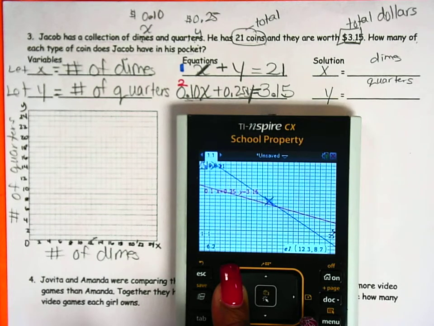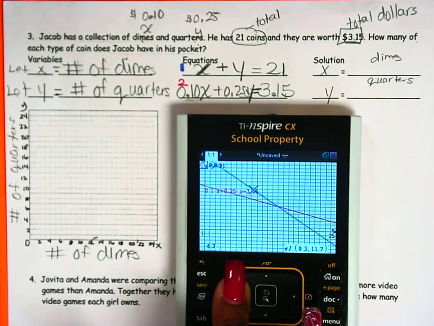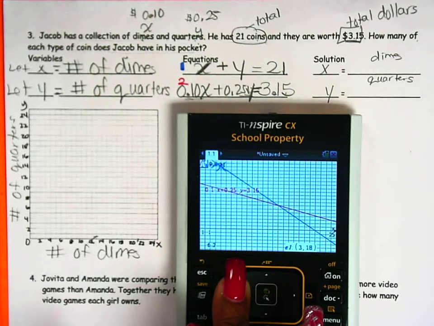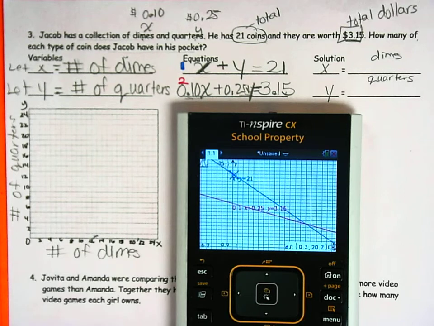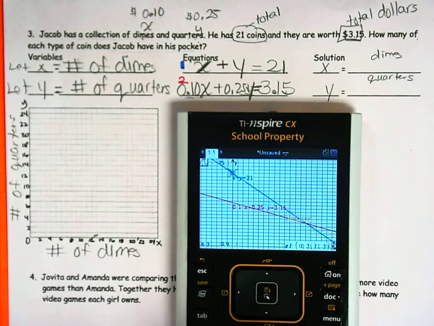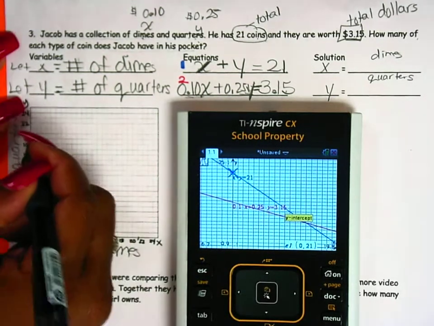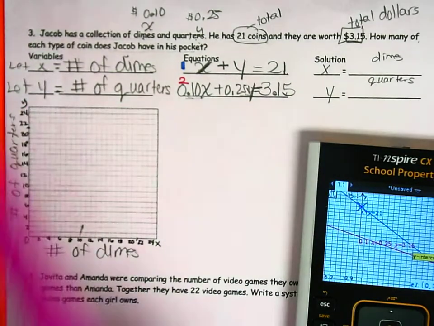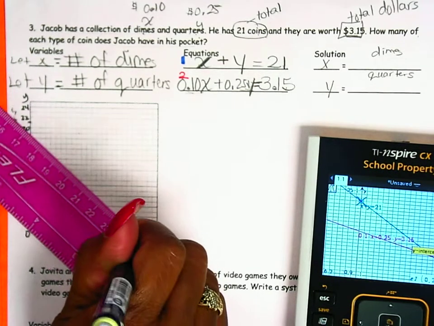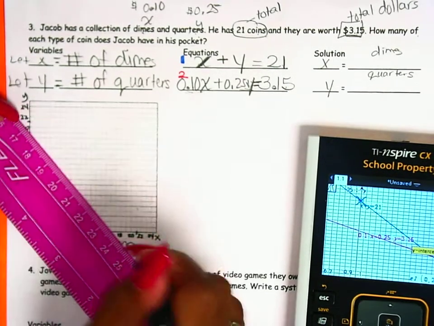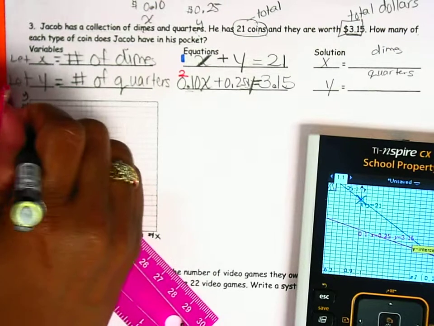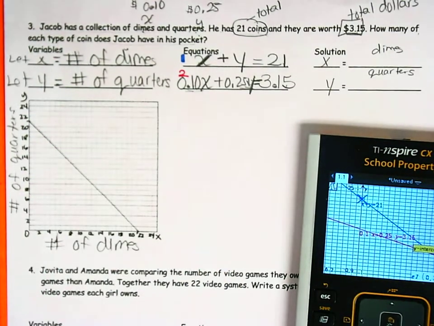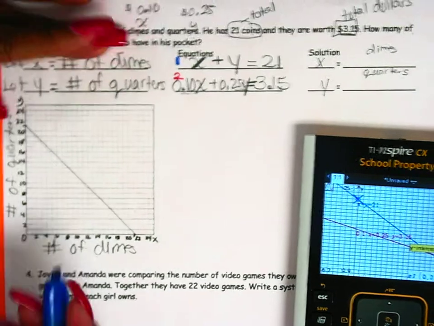Come on, y-intercept. It seems like it's going so slow. Uh-oh, look, I went past. Be patient. 0, 21, so it's here. So I sketch it. So I connect the 2 points. I sort of got off a little, but that's fine. Okay, that's going to be my blue line.